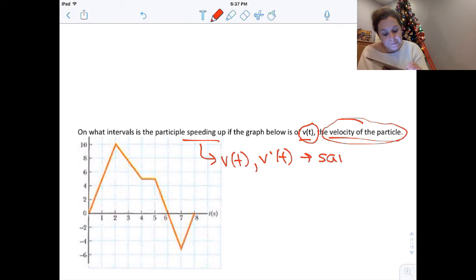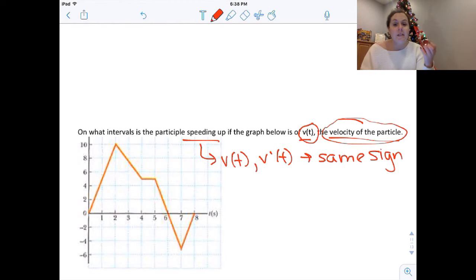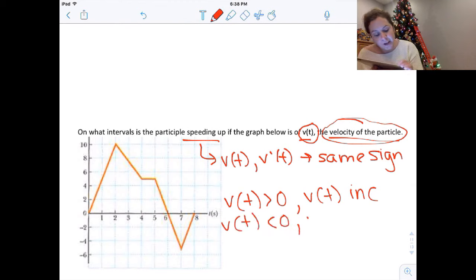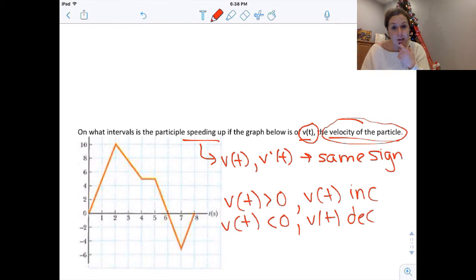There's a couple ways you can think about this. Some of us look at this and go, okay, if v of t is positive, v prime of t also needs to be positive. So that means v of t is positive and v of t is increasing. That's one way to think about it. Or v of t is negative and v of t is decreasing, because then v and v prime would have the same signs. That totally works. So positive and increasing, negative and decreasing, those would be your two intervals.